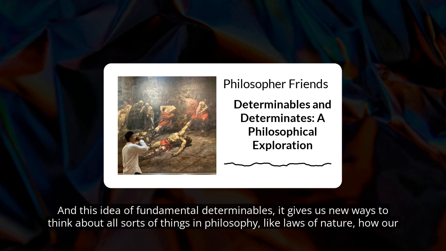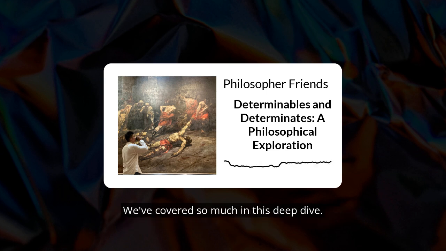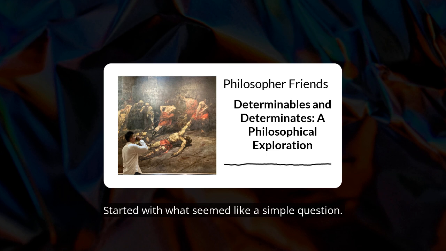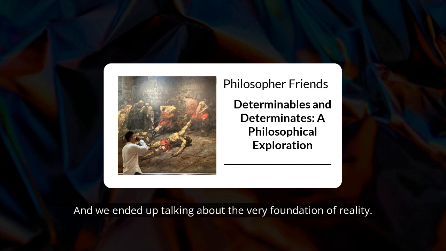Exactly. And this idea of fundamental determinables gives us new ways to think about all sorts of things in philosophy, like laws of nature, how our minds cause things to happen, even that weirdness with indeterminacy in quantum mechanics. We've covered so much in this deep dive. Started with what seemed like a simple question. What does it mean for one property to be a type of another? And we ended up talking about the very foundation of reality.